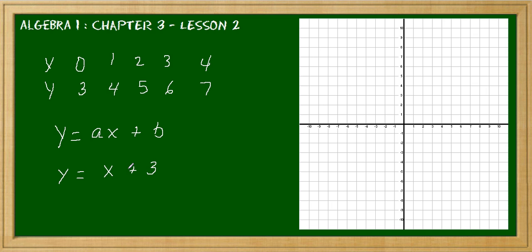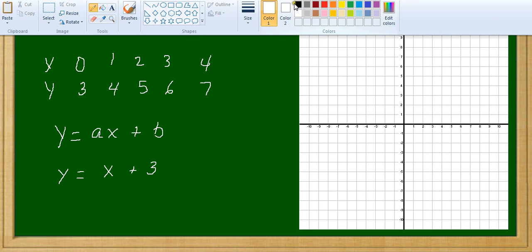All right, now what we're told in part C is to plot the points and join them with a line and extend it into the second and third quadrants, okay? So if we're going to do that, we're going to need our black marker.